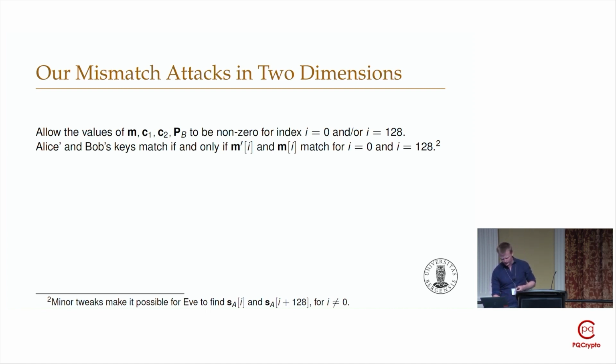So here I explain how to do it specifically for indices 0 and 128, but then you can make some minor tweaks to learn about indices i and i plus 128. And notice here that this refers to specifically the first 256 values of Kyber. Then you have a couple of different blocks, but the attack works the same way for each block.